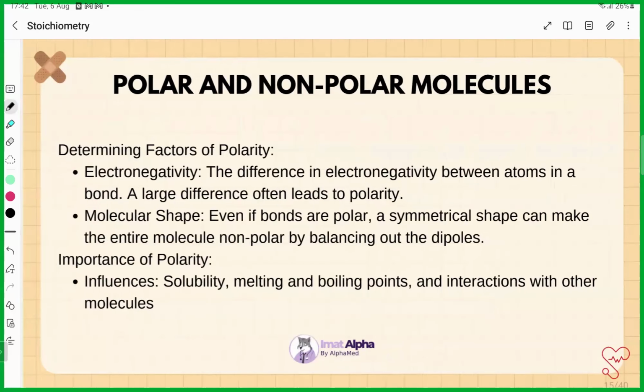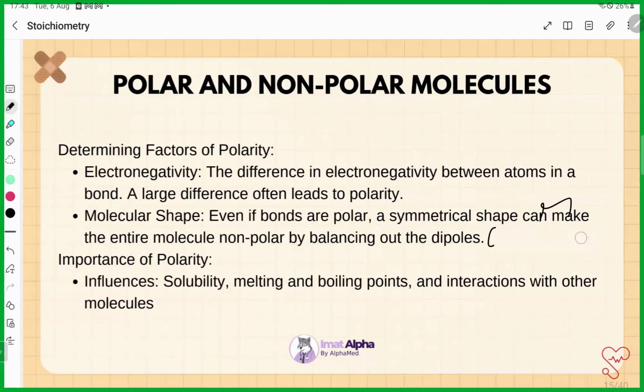Determining factors of polarity: electronegativity, the difference in electronegativity between atoms in a bond; a large difference often leads to polarity. Molecular shape: even if bonds are polar, a symmetrical shape can make the entire molecule nonpolar by balancing out the dipoles. Exactly. So here we have CO2, which ends up with two symmetrical sides, this side and this side. They're super symmetrical, so this highly electronegative CO2 ends up nonpolar.